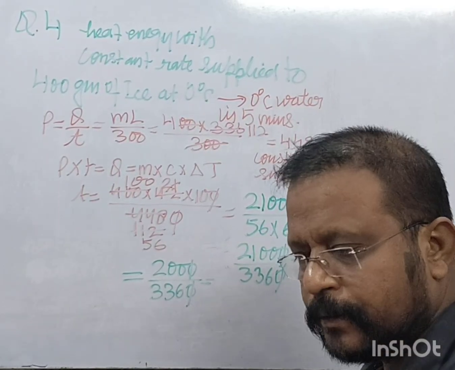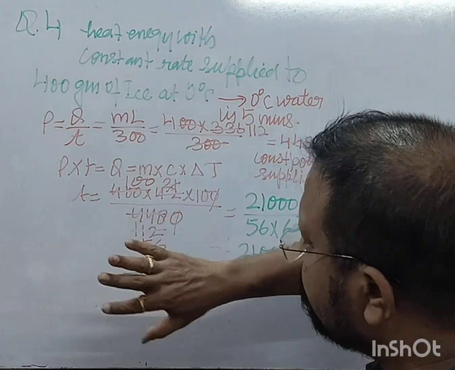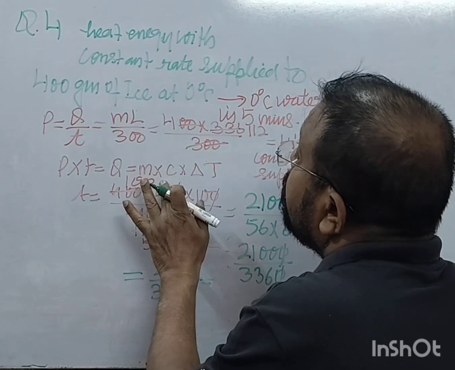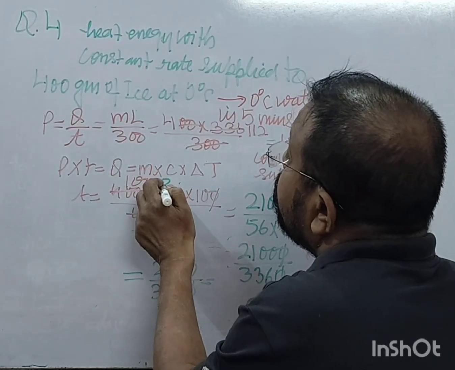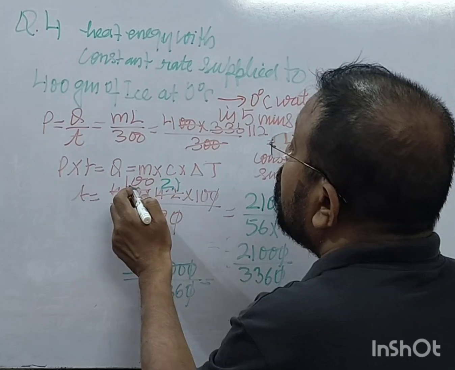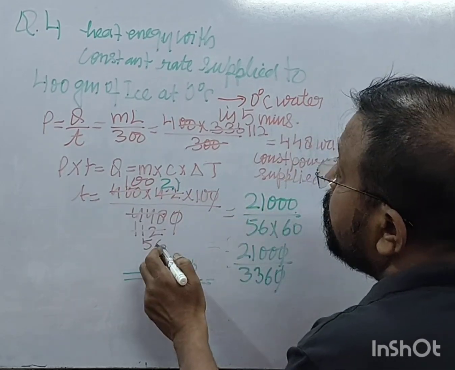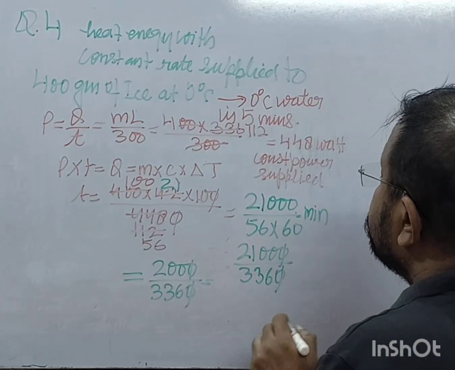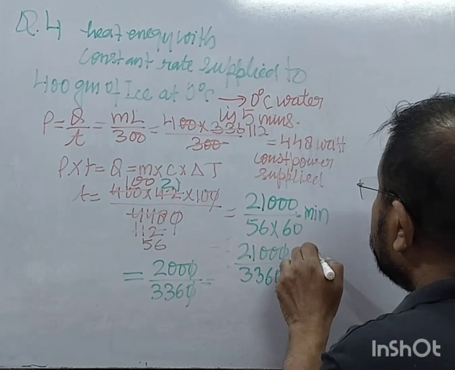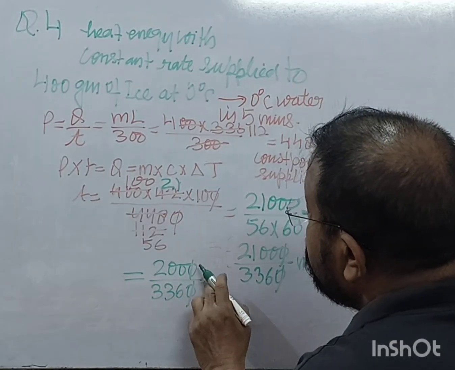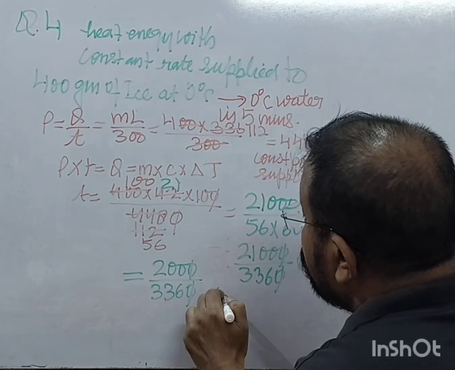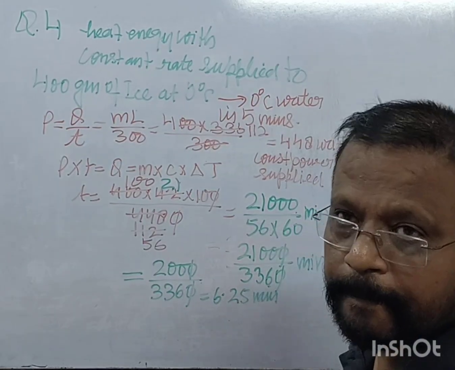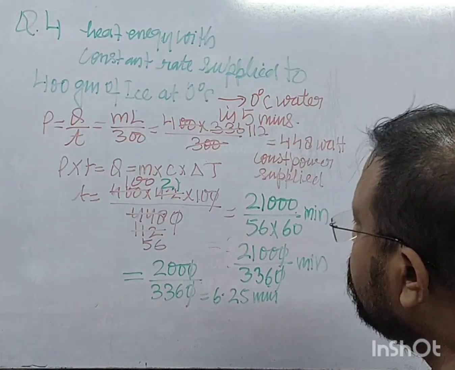Is it? So more calculation mistake here. It's very complicated, na? When we cut it, we get 21. This 21 into 100 into 10 becomes 21,000, and it is 56,000, and it becomes now in minutes. So we get minute here. So it is 6.25 minutes. Right? This is what we have done.